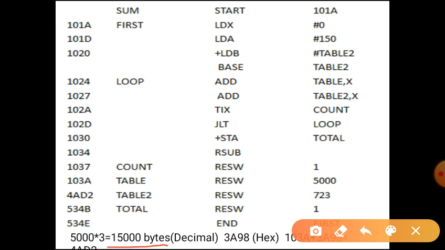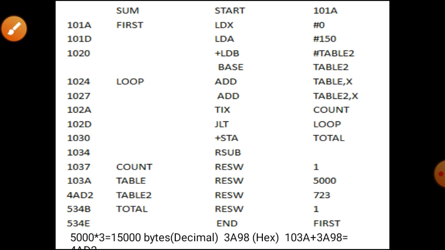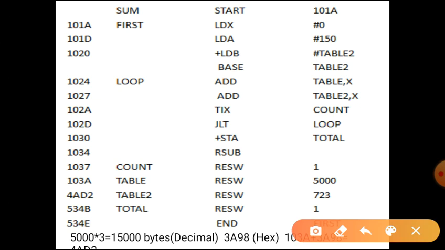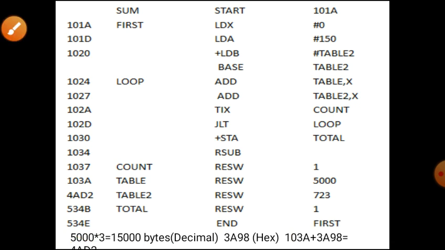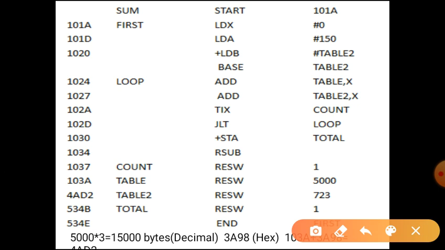You get 15,000 bytes, that is in decimal. So that 15,000 bytes you convert into hexadecimal. See this calculation. 15,000 bytes will be converted into hexadecimal 3A98. This 3A98 you add to 103A, that is the address of the previous instruction, and you will get 4AD2.